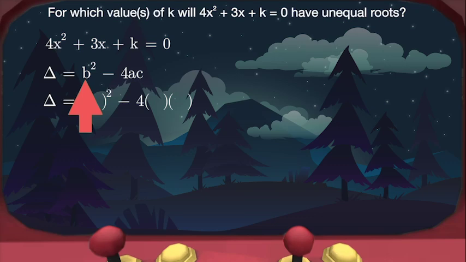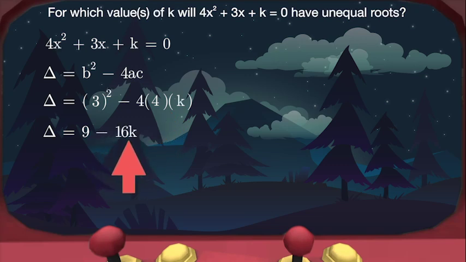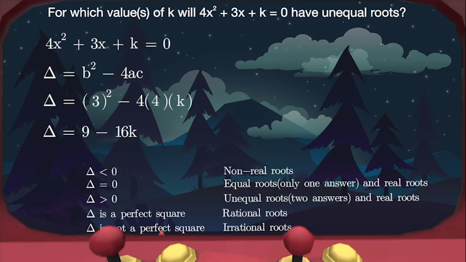So in the place of b, we're going to put the plus 3. Then we have the minus 4, and in the place of a, we're going to put this 4. And in the place of c, well, that is now our k, so we're going to put k in there. And then this value is 9, and minus 4 times k is minus 16k. Now, as you can see, this is not just one value, so we cannot use our work that we memorized yet.